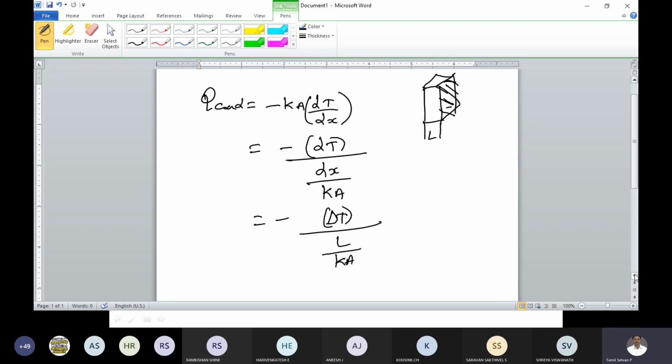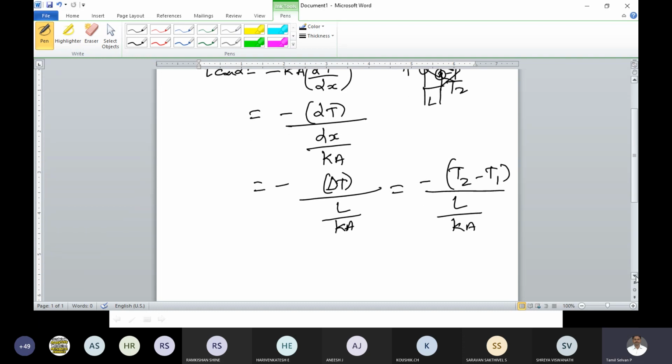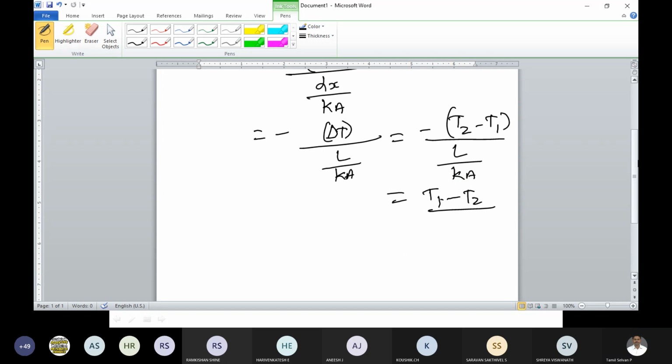Actually, we know that it is minus (T2 minus T1), assuming heat is transferred from inner to outer. Am I correct? Yes, L by KA. Now the minus sign goes inside, so it becomes T1 minus T2 divided by L by KA. Am I correct, students?